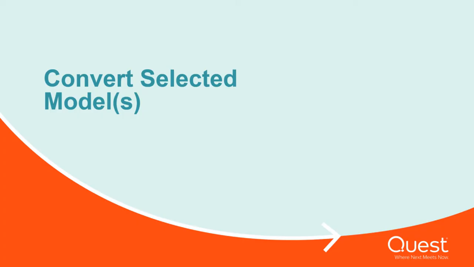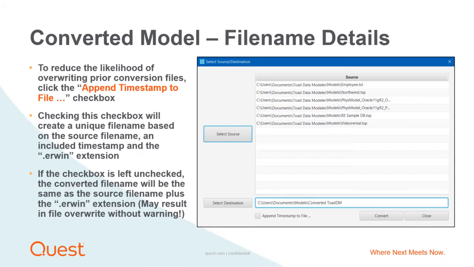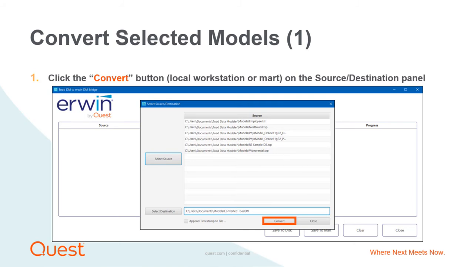Okay, let's run a conversion process. Before clicking the Convert button, you should consider clicking the Append Timestamp to File checkbox. Doing so will ensure your resultant Erwin DM model files have a unique file name. Otherwise, the resultant Erwin Data Modeler files may overwrite any previously converted model files of the same name and without warning. Click the Convert button to begin the model conversion process.